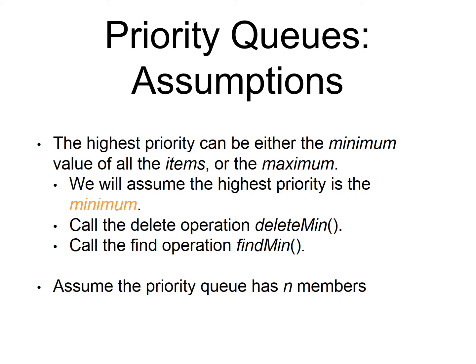Usually we will assume the highest priority will have the minimum value. That is, when you rate on a scale from 1 to 5, we assume 1 is the highest priority and 5 is the least priority. So when the delete function is called, it has to find the element which has the highest priority, and that should be deleted.